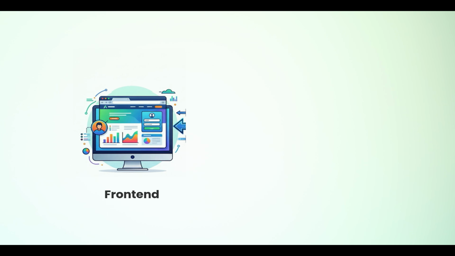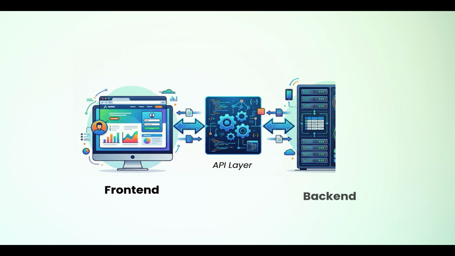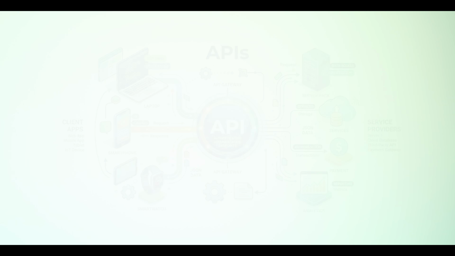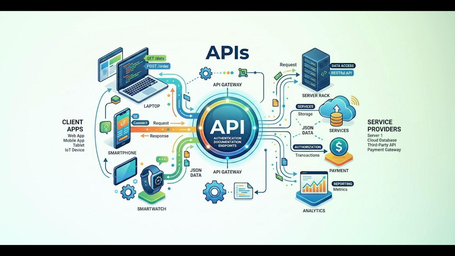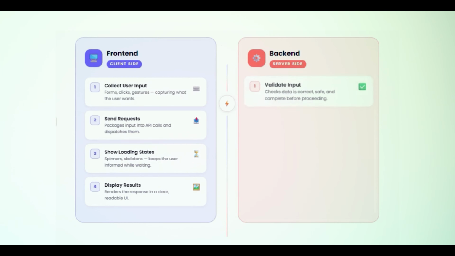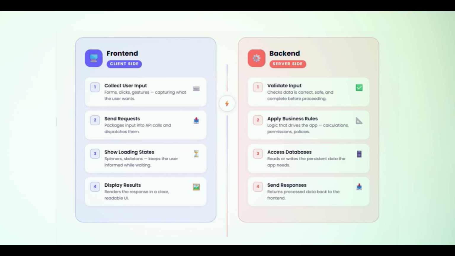A modern application is a partnership between the front end and the back end. They communicate through structured requests called APIs. Each side has a different responsibility.